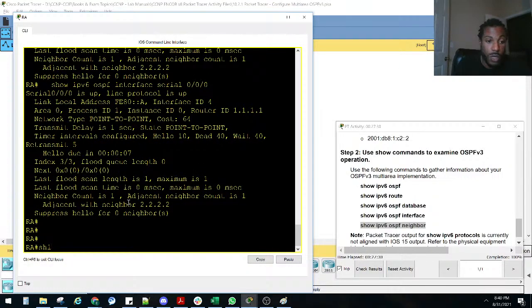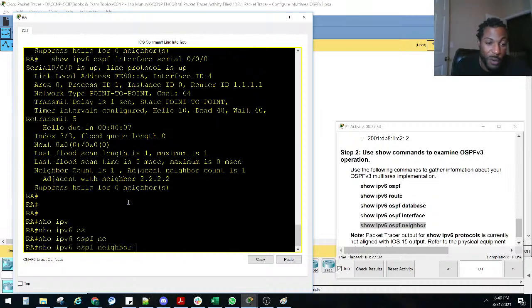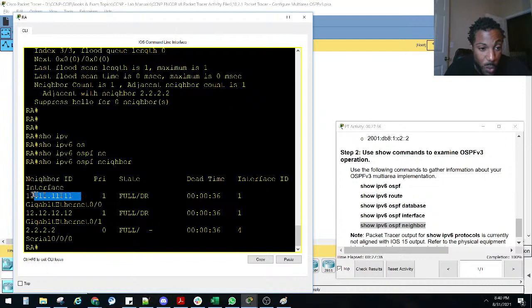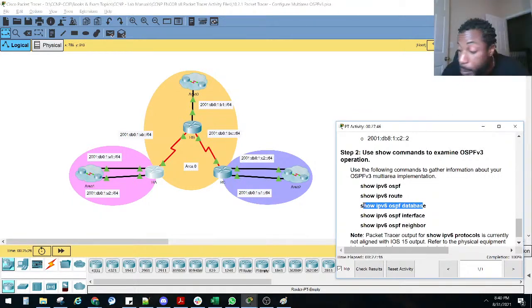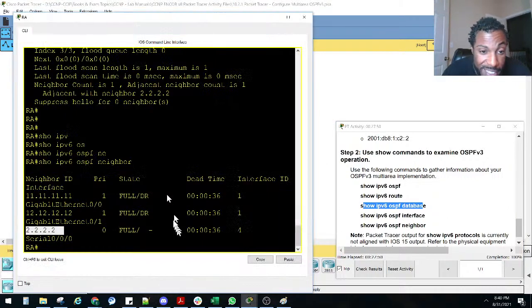So, show IPv6 OSPF neighbor, and we'll see there it is right there, right? There's 1 neighbor, there's the second neighbor, and 2.2.2.2, that's this guy at the top. That's him, right? So one more command. This one will show us all the LSAs, right? Link state advertisements, which fill up our link state databases. There's a whole bunch of them. I have yet to memorize them still.